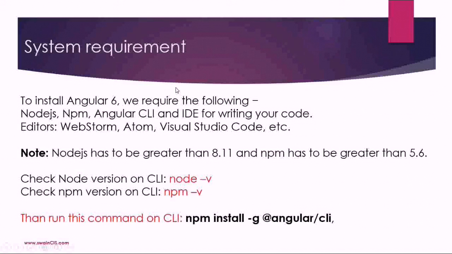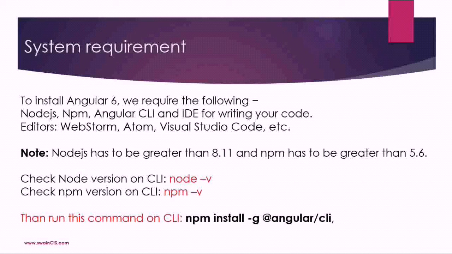So what are the system requirements? To install Angular 6, we need Node.js, NPM, Angular CLI and an IDE for writing your code. I recommend using Visual Studio Code because you get different add-ons which make you comfortable while coding. Node.js has to be greater than 8.11 and NPM version should be 5.6 or greater. So check your Node and NPM using node -v and npm -v.